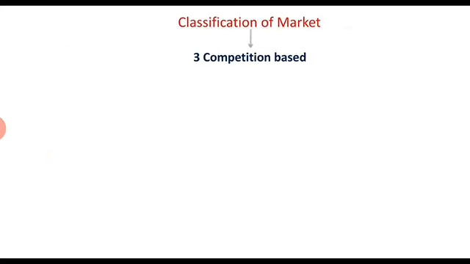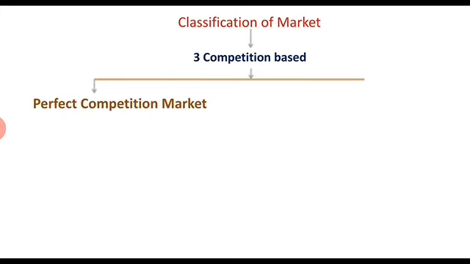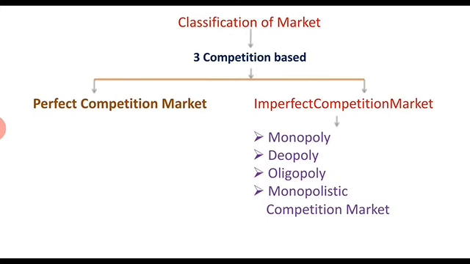Markets are classified on the basis of competition into two types: perfect competition market and imperfect competition market. In the imperfect competition market, there are four types again: monopoly, duopoly, oligopoly, and monopolistic competition. Now we will discuss how the price is determined in the monopoly market.